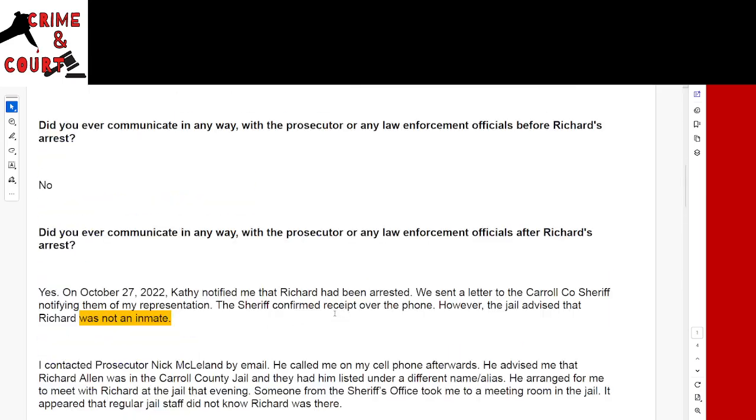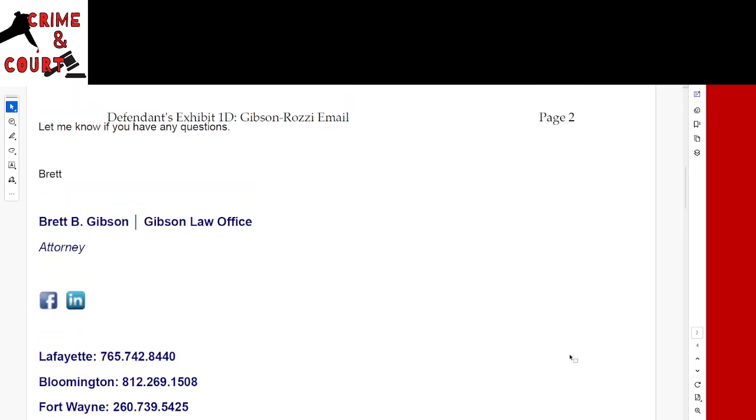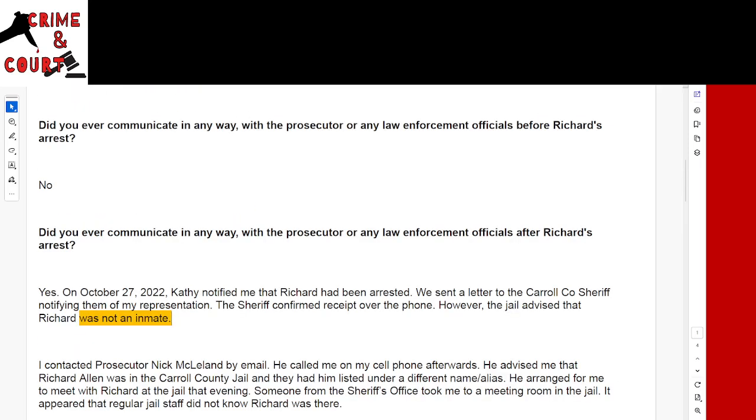Very, very bizarre. "I contacted prosecutor Nick McClelland by email. He called me on my cell phone afterwards. He advised me that Richard Allen was in the Carroll County Jail and that they had him listed under a different name or alias. He arranged for me to meet with Richard at the jail that evening. Someone from the sheriff's office took me to a meeting room in the jail. It appeared that regular jail staff did not know Richard was even there. Let me know if you have any questions."